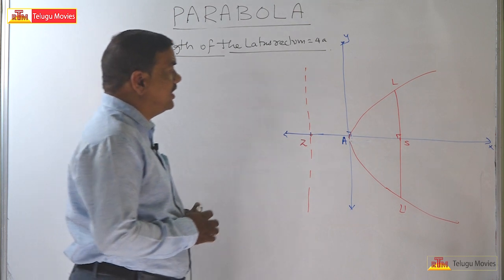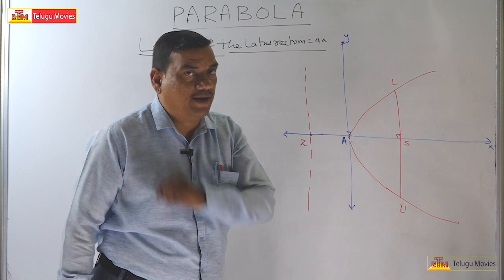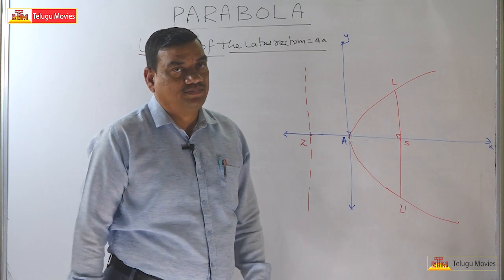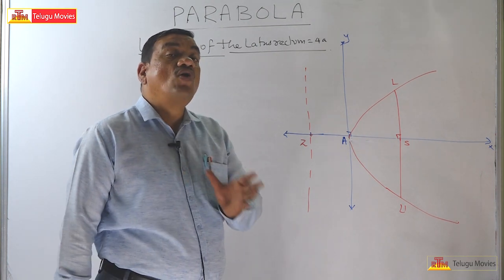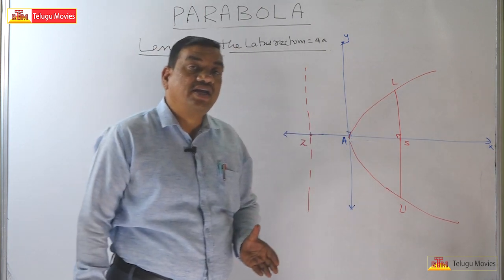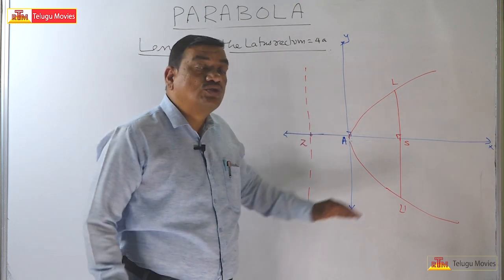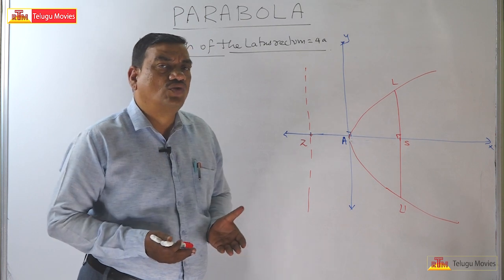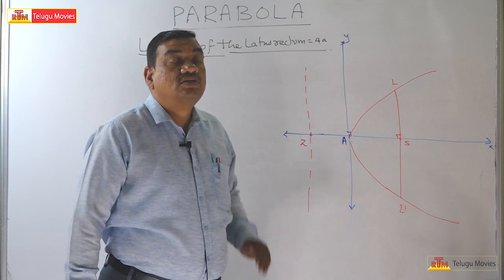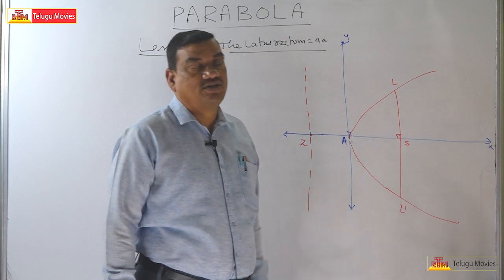Now we are going to see here the length of the latus rectum, that is from L to L dash, that is 4a. In this we call SL the semi-latus rectum, that means half of the latus rectum. We know that S is the midpoint of L and L dash. Why? Because here we already told that the parabola y square is equal to 4ax, which is symmetric about the x-axis. Symmetric about x-axis means what? So here SL will be equal to SL dash.